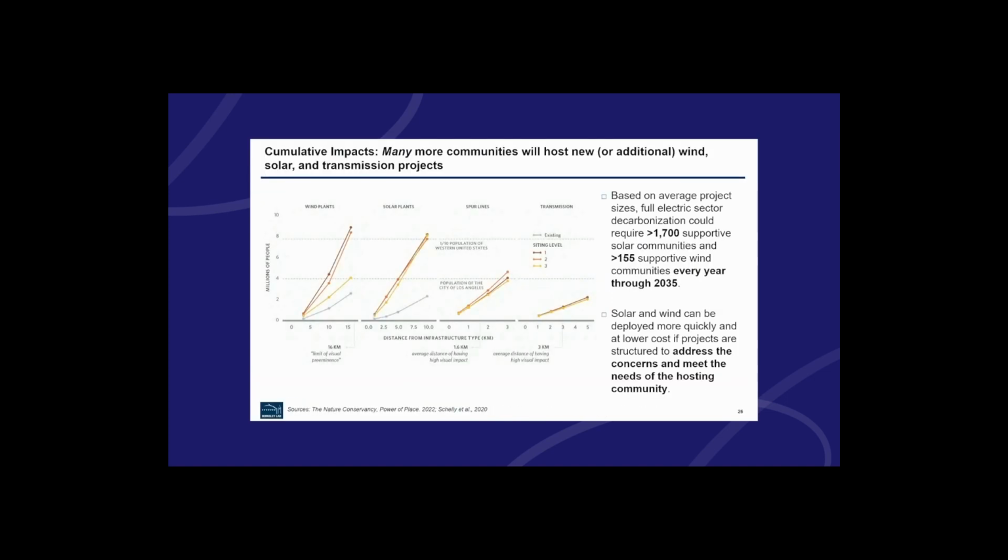First thing I want to note is that to reach this 2035 goal, many, many more communities are going to be living in proximity to wind, solar, storage, and transmission. I mean, that's just a given. We have to build a lot more power plants. More people are going to live close to them.